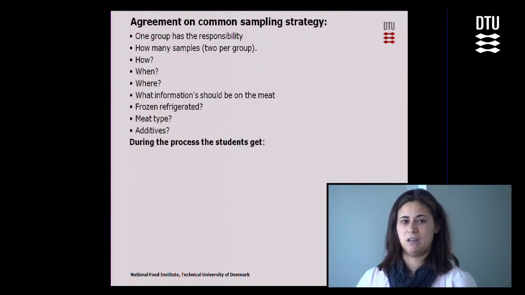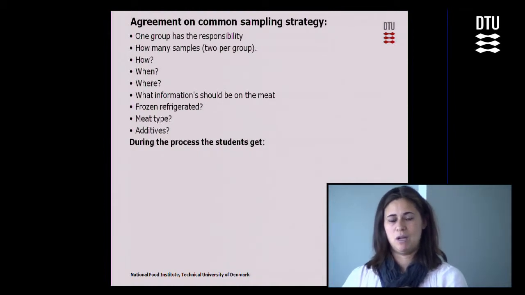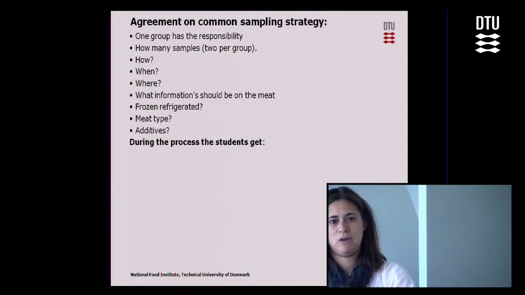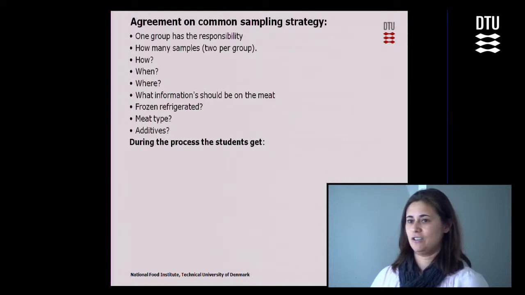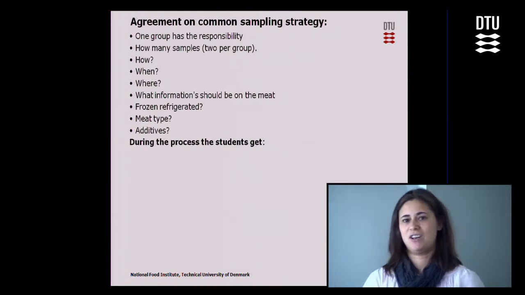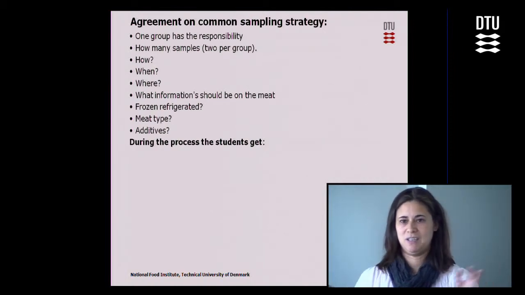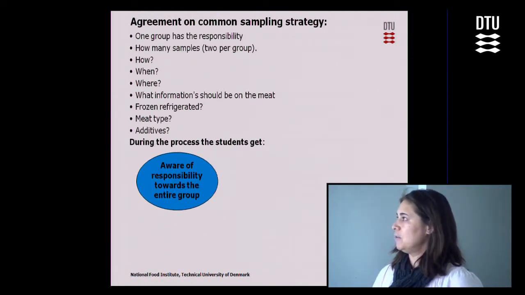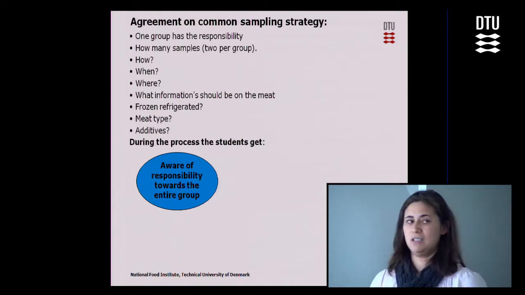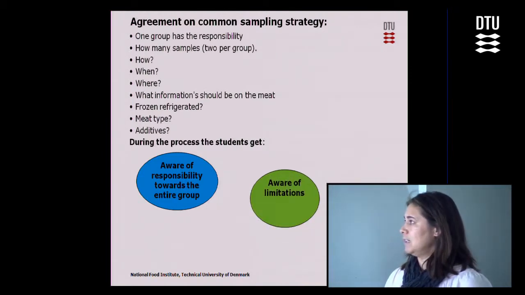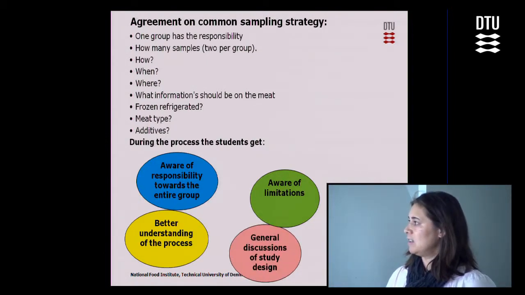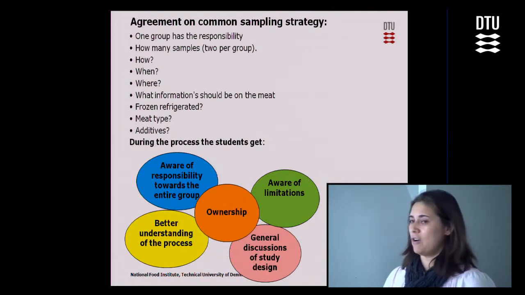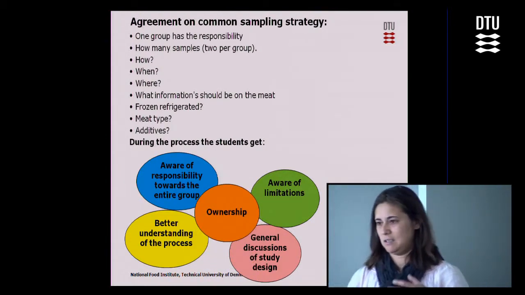What information should be on the meat? Can we buy it in a butcher store just wrapped in paper, or do we need some label? And meat type, is it pork we analyze? Because if they have 20 samples all in all, they cannot just look at all kinds of meat, because then they cannot compare. So they get an idea of what to be aware of. We think it makes them aware of responsibility towards the entire group, and of the limitations in sampling. They get a better understanding of the process and a general discussion of study design, and it also creates ownership in this main topic.